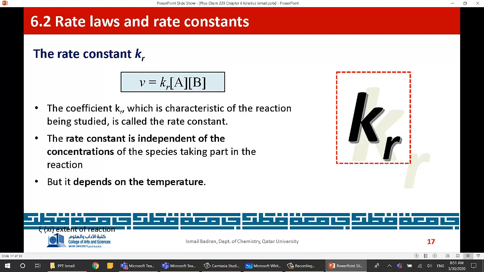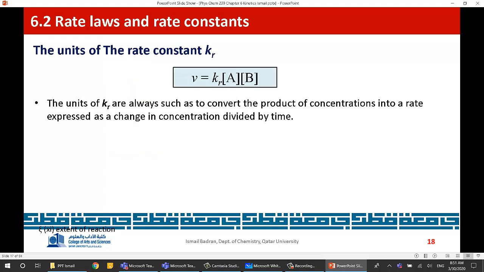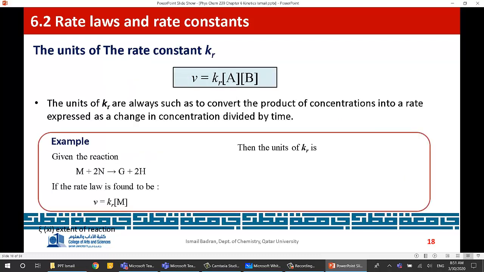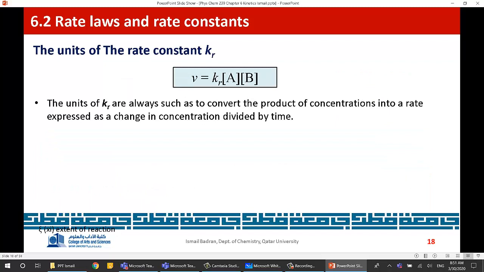If you increase the temperature, usually you increase the rate constant. But at a constant temperature, let's say room temperature, Kr should be the same. Now, what are the units of the rate constant? That's a good question. Does it have units? Yes, it has a unit, but its units differ between reactions.